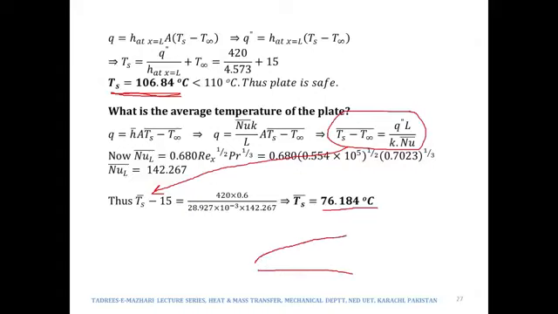It would increase with a decrease in the value of the convection coefficient Hx, the local convection coefficient. So therefore the temperature would be maximum at the trailing edge, which is 106, and it would be minimum at the leading edge. So the average of all those temperatures is 76.184 degrees Celsius.